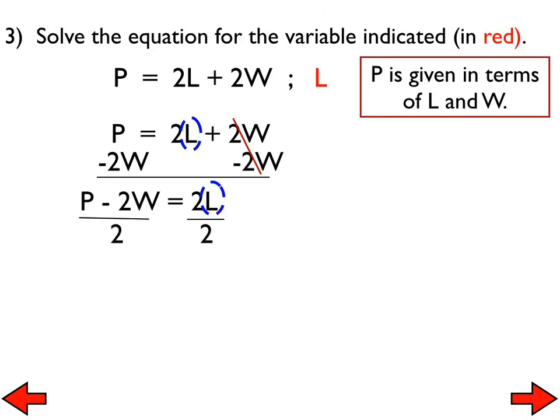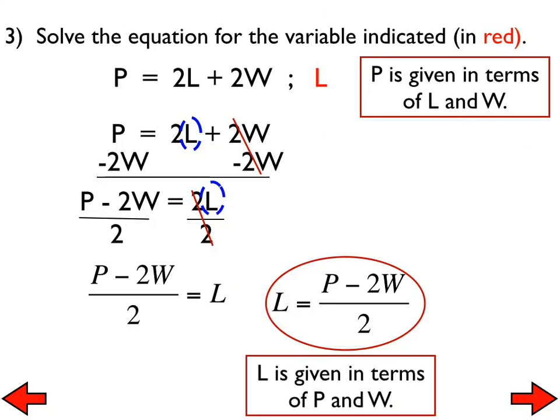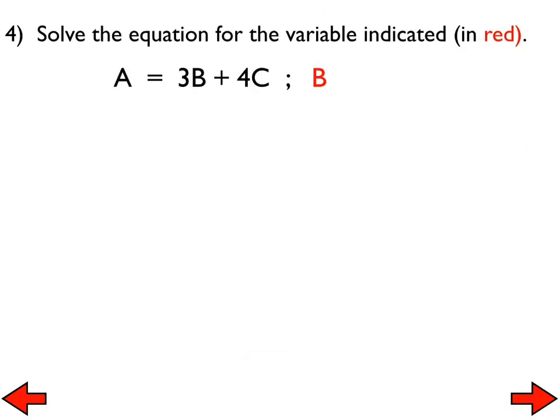So divide by 2, and we have L is equal to P minus 2W all over 2. There are other ways of writing that, like P over 2 minus W, but I'm okay with leaving it like that. So the original formula was P given in terms of L and W. Now we have L given in terms of P and W. Everybody try number 4.